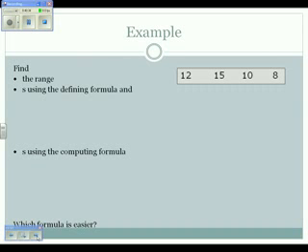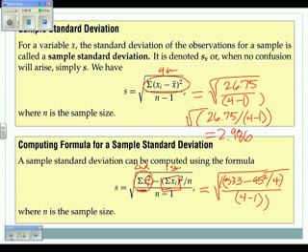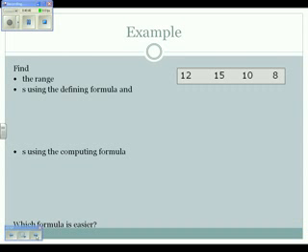Okay, so here is the same data set, and we've really already done s using the defining formula. The defining formula is this top formula, and then the computing formula is the bottom formula. So we haven't done the range, though. What would the range be? How would we find it?